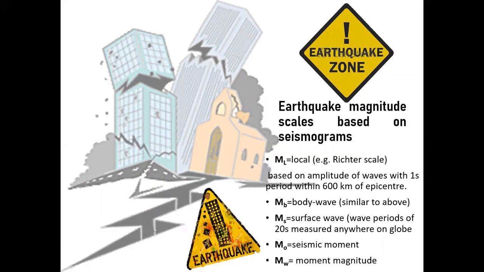Then we have the body wave scale, which is similar to the Richter scale, but the Richter scale was simpler and it was widely used. Then we have the surface wave scale, which tells you the periods measured anywhere on the globe, and the seismic moment. And now we are using the moment magnitude. Okay, the Richter scale is no longer in use. Right now, we are using the moment magnitude, which also has a scale from 1 to 10.